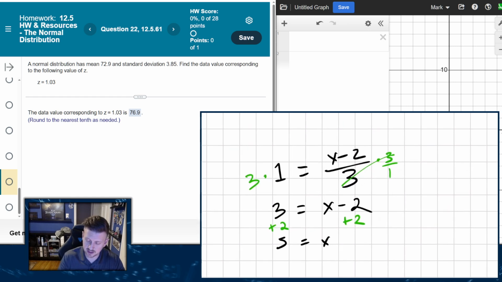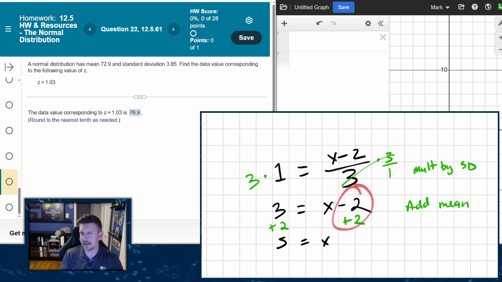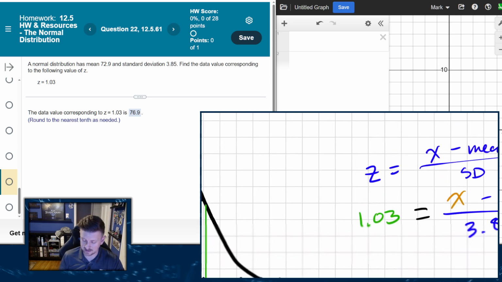So in general, we're going to multiply by the standard deviation and then add the mean. Usually it's add the mean. The only case where it might not be an add is if for some reason the mean itself was negative. Then this subtract a negative would have made this be a positive, and in that case we would subtract the mean. But most often it'll be add the mean.